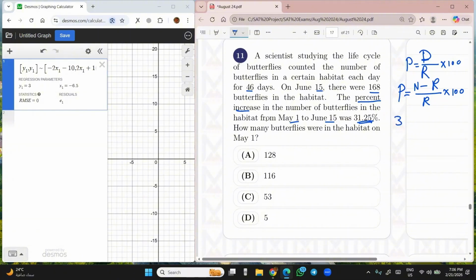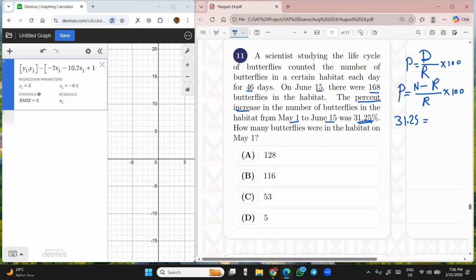So just write the number 31.25. And the new one, which one is the recent one? June or May? Of course, May is the beginning. May comes before June. So May is the original and June is the new one.